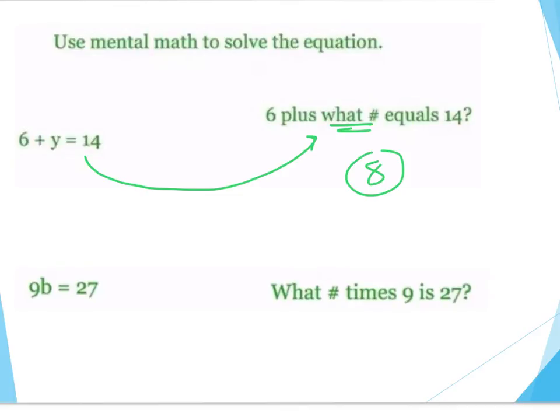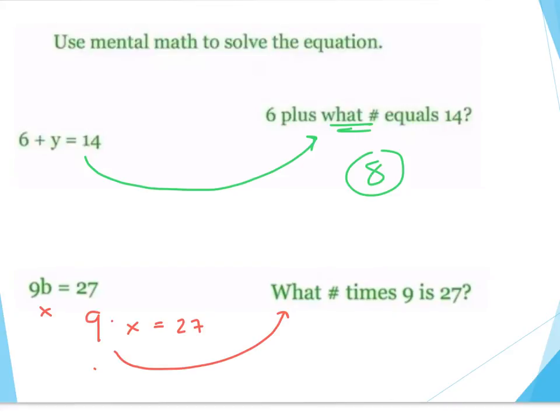Now in this one, next one, I have 9b equals 27. Well, 9b, they're written next to each other. What the heck does that mean when they're written next to each other? That means multiplication. So this means 9 times what number equals 27? And you can, again, think about this as a verbal phrase. 9 times what? What number times 9 is 27?